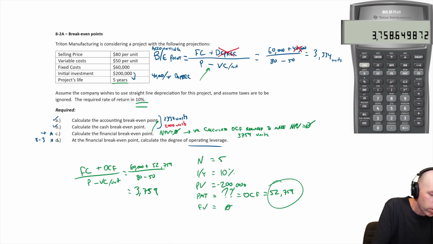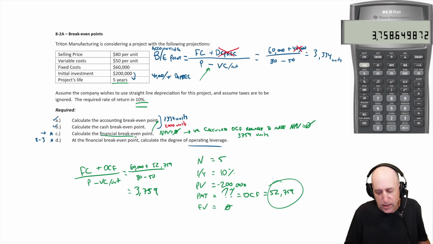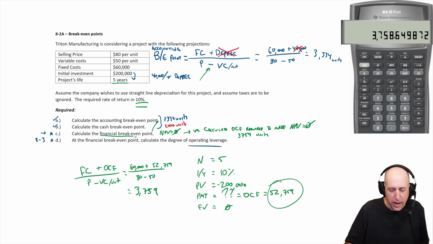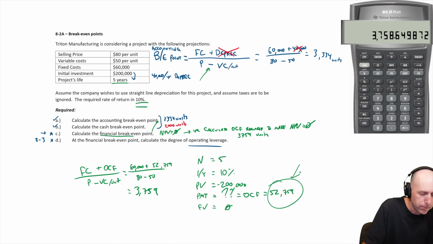We're going to move on to part D now. So again, just to reiterate what we're doing, the key to this problem is this financial break-even point. It's how many units I need to sell to have a net present value of 0. And I'll show you how to calculate this OCF by hand at the very end of the video. But let's jump ahead to part D.